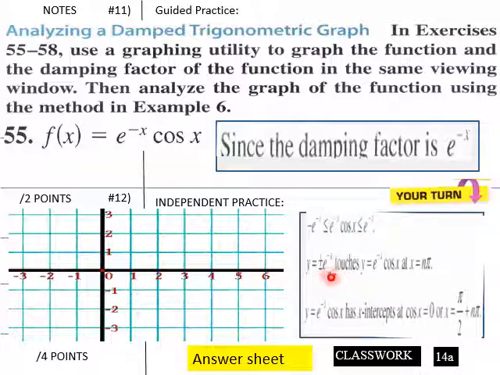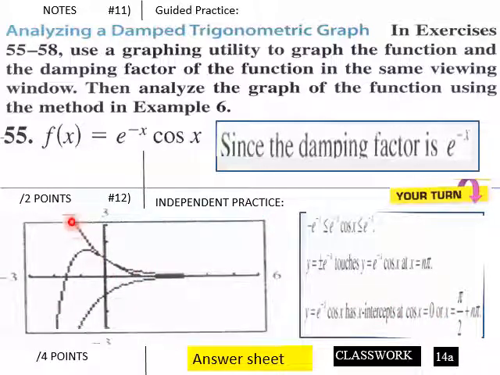So y equals plus or minus e to the negative x touches y equals e to the negative x cosine x at x equals n pi. Then y equals e to the negative x cosine x has x-intercepts where cosine x equals 0, or x equals pi over 2 plus n pi. So this is what cosine x with a damping factor of e to the negative x would look like here.